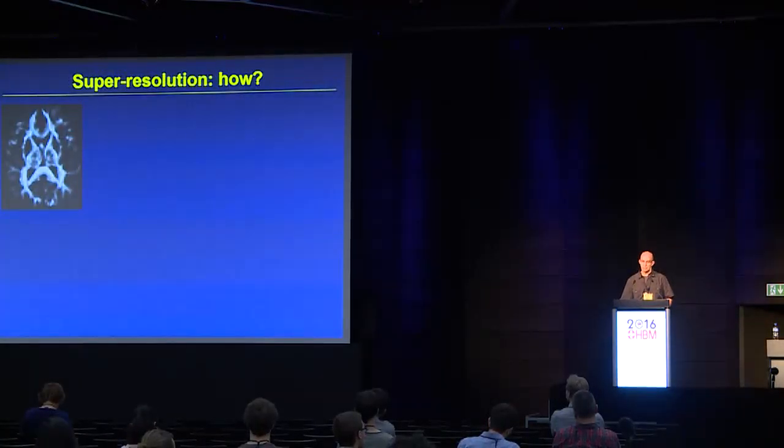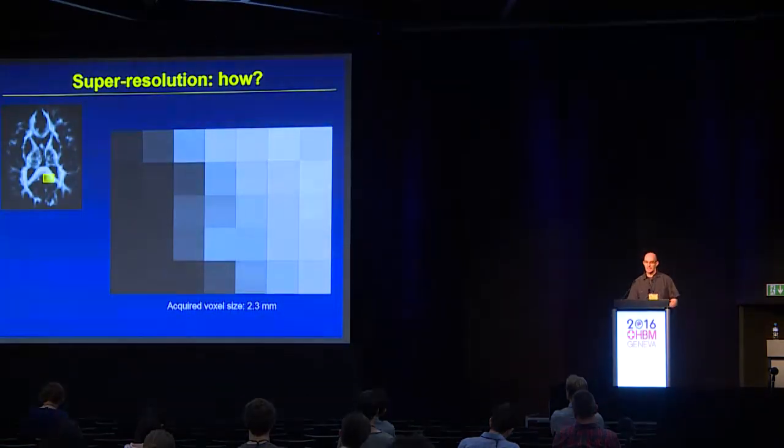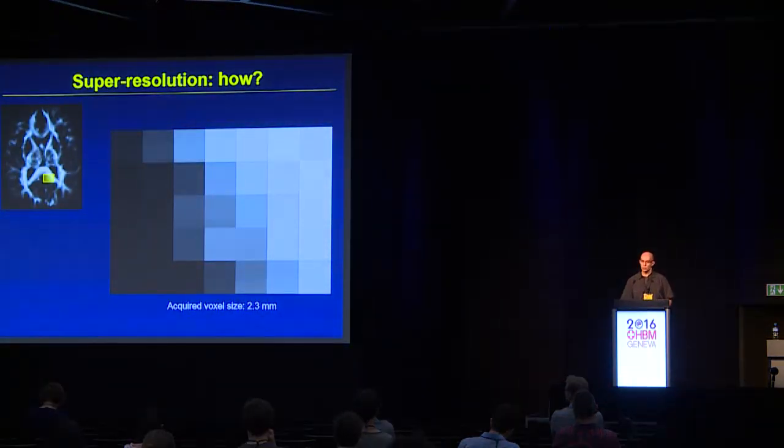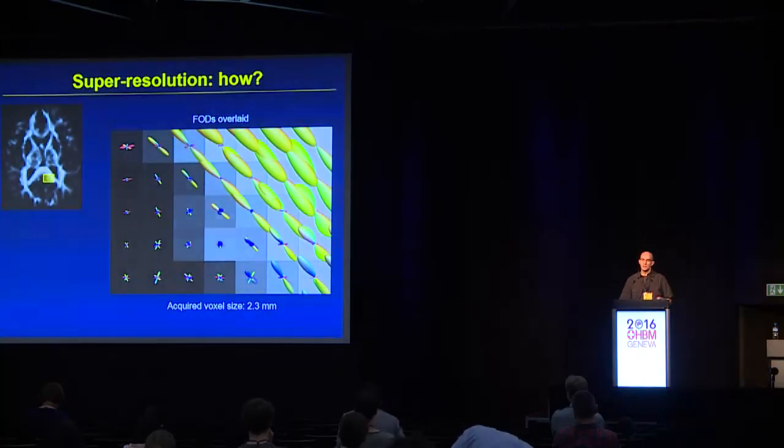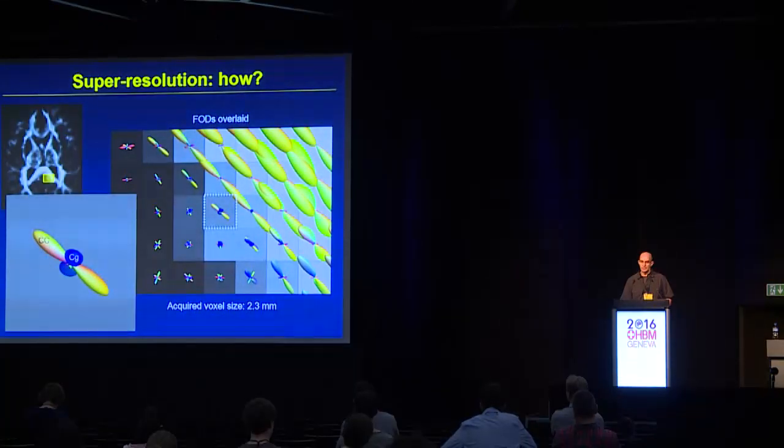And I always get asked why you can do this. So hopefully this slide explains that. If you focus on this area, where you have the corpus callosum and the cingulum crossing, there will be the corpus callosum going somewhere here, and the cingulum going in and out of the plane somewhere here. This is diffusion data acquired at 2.3 millimeter resolution. You put your fiber orientation distributions like that, and let's focus on that voxel there. As I said, you have the cingulum bundle going in and out, and the corpus callosum going diagonal.